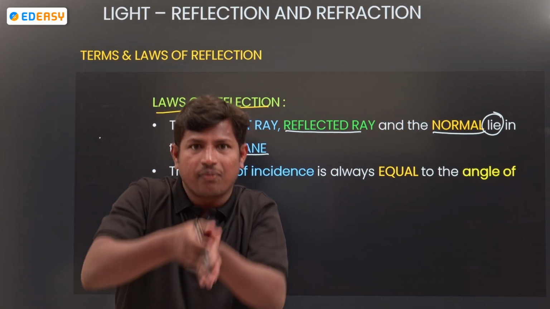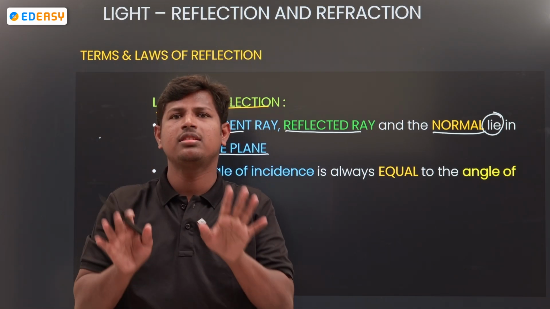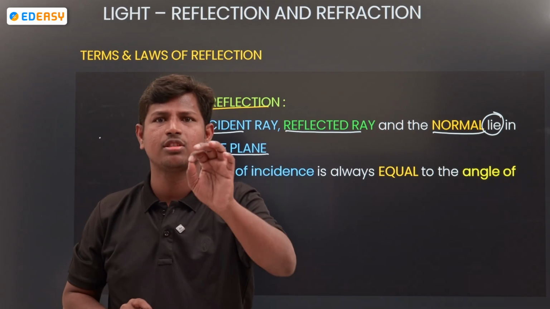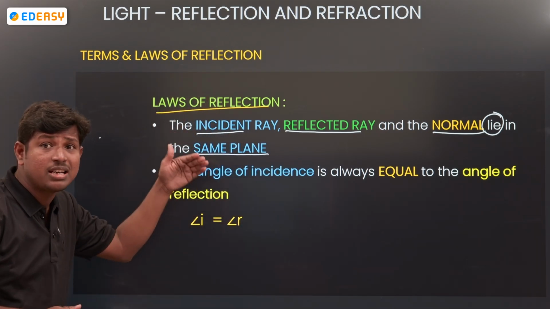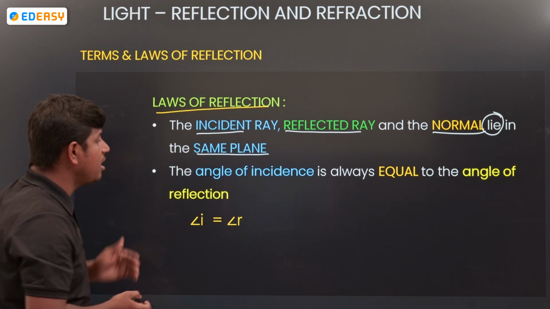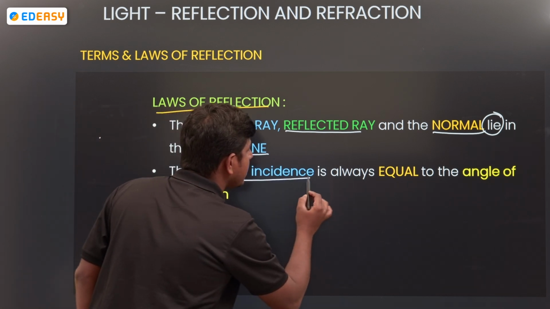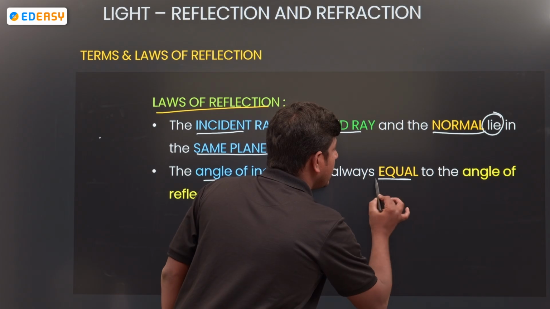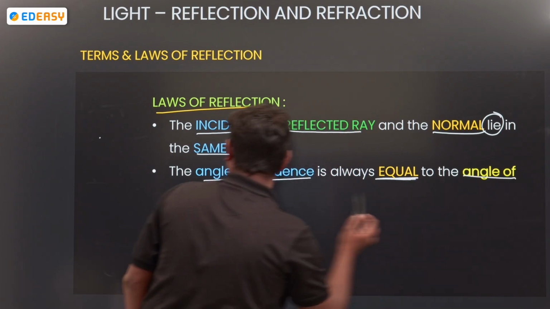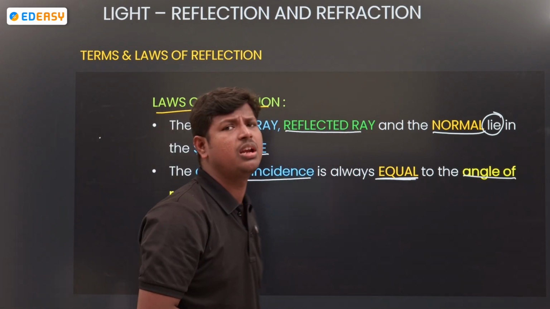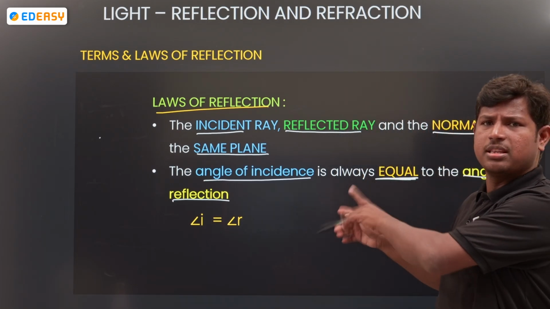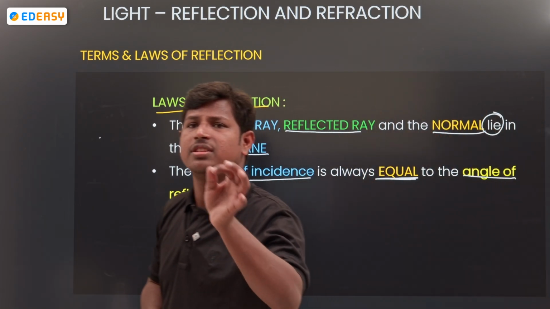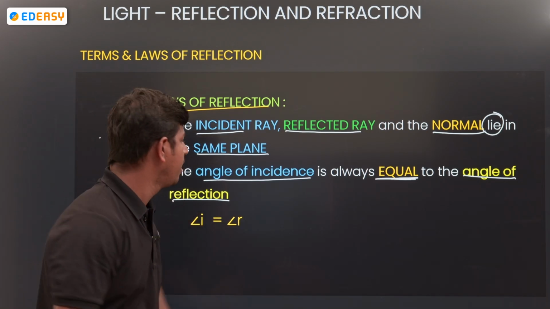Incident ray, reflected ray and normal, these three lie in the same plane. This is called the first law of reflection. Coming to the second law of reflection, what is the second law of reflection? Angle of incidence is always equal to angle of reflection. Very, very important. If you want to do numericals based on the law of reflection, you have to remember this one. Angle of incidence is equal to angle of reflection.